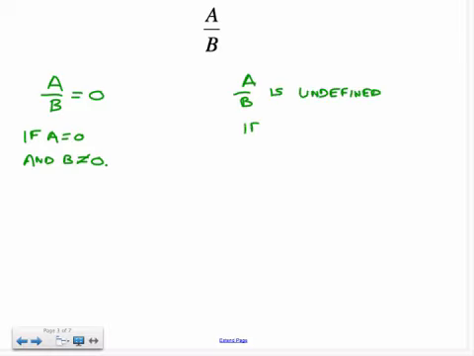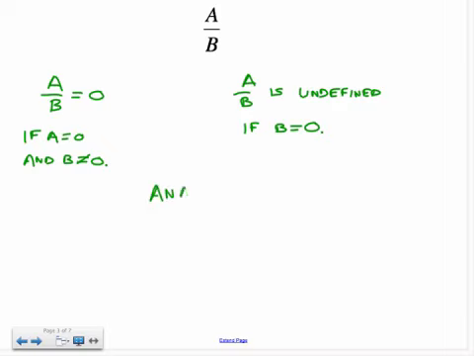As we get going, we're going to have to talk about fractions, about when fractions are equal to 0 and when fractions are undefined. So let's review that real quick. A over b as a fraction is equal to 0 if a is equal to 0 and b is not. Okay, so the numerator is equal to 0, but the denominator is not. A over b is undefined if b is equal to 0.